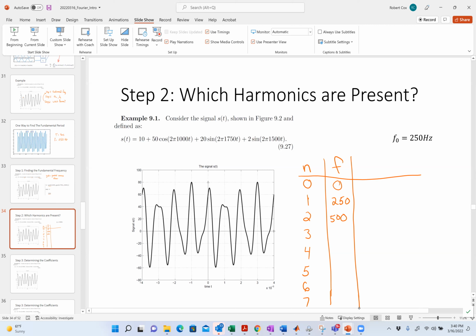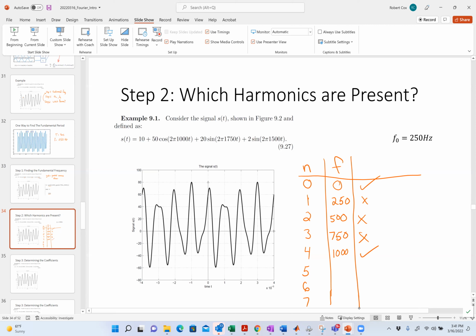All right, so let's do a check. Do I have a DC term here? Do I have a 0 frequency term? Yes. Okay. Do I have a fundamental? No. Do I have a 500 hertz? No. Let's see, what's next? What's the third harmonic? 750. Do I have any of that? No. All right, do I have a fourth harmonic? What's the fourth? 1,000, right? So I got 1,000. Do I have that?